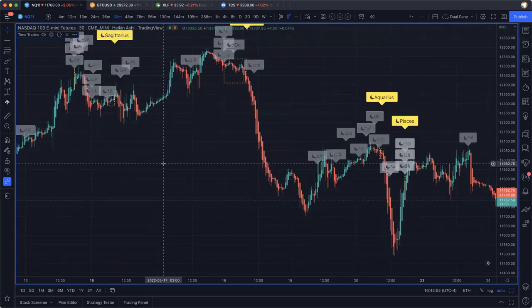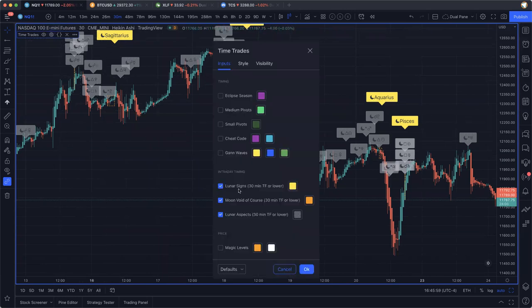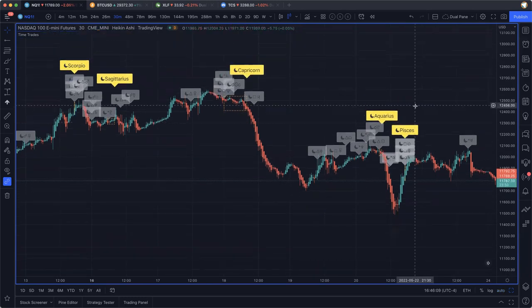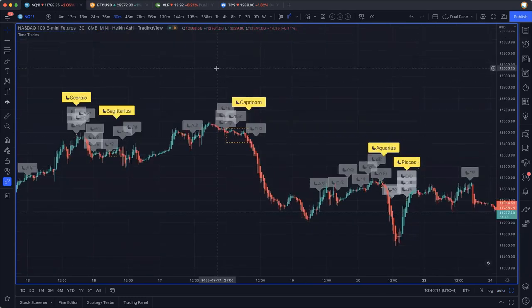Okay, so we've turned on all 3 of them. We've turned on Lunar Signs, which are yellow, Moon Void of Course, which is orange, and Lunar Aspects, which are gray. So let's go through these one by one. Lunar Signs identify when the moon enters a new sign. So that's identified here with a yellow label, so it's clear.